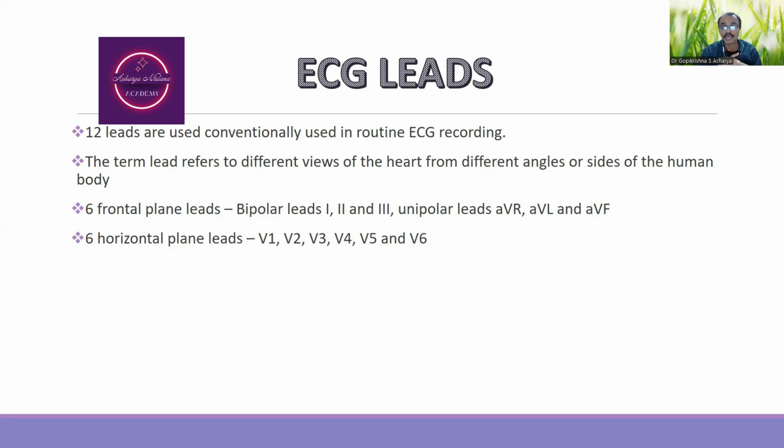Here the term A refers to augmentation. That means whenever you do the augmentation, there will be a slight increase in the amplitude, that is, the voltage of the deflection we are going to observe. And the term V refers to unipolar lead. The 6 horizontal plane leads are also unipolar leads. They are V1, V2, V3, V4, V5 and V6. So these are the 12 conventional leads that are usually recorded in the electrocardiogram.